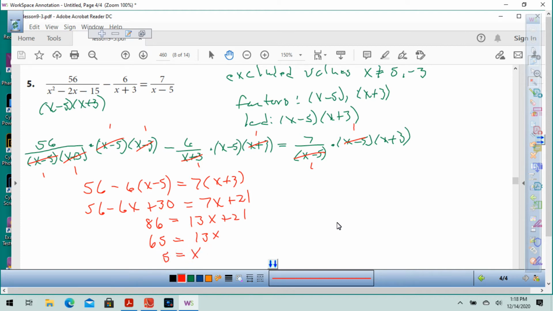So my solution is, whoa, hold a second. Look up here. It cannot be. X cannot equal 5. So there is no solution. This x equals 5 is what's called an extraneous solution.